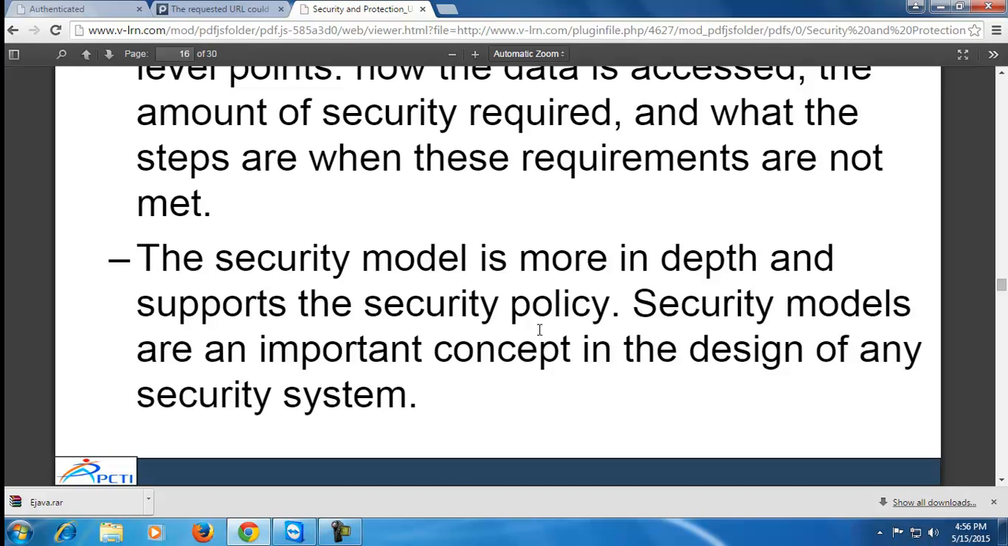Security models are an important concept in the design of any security system because it is a kind of prototype. It helps the user understand how it works in explaining the content, and it also helps explain to the authorized user how it operates and how it works when you apply a password and security on a particular file system.